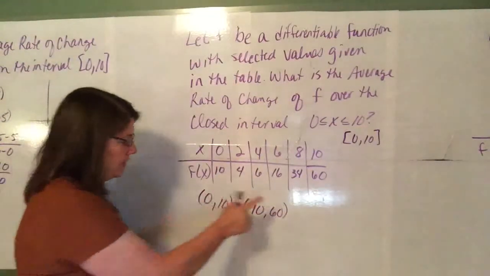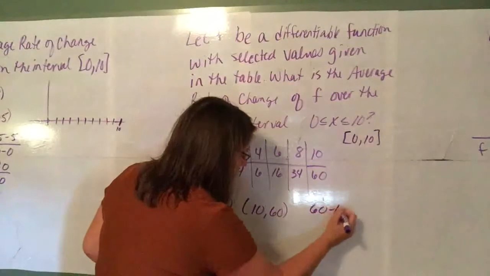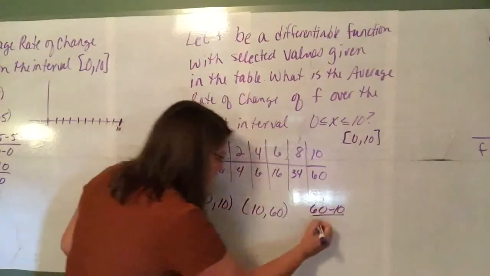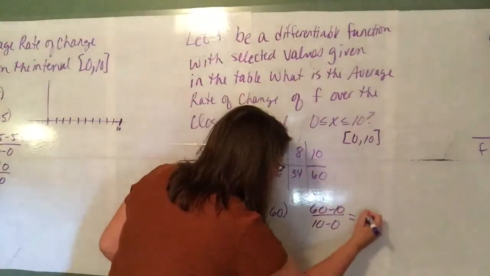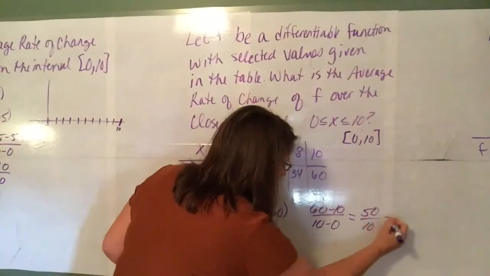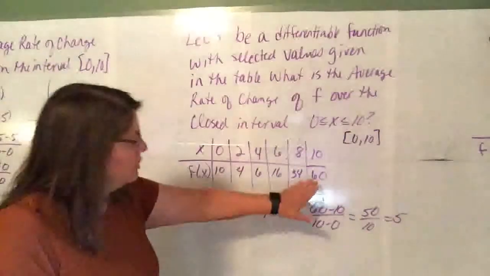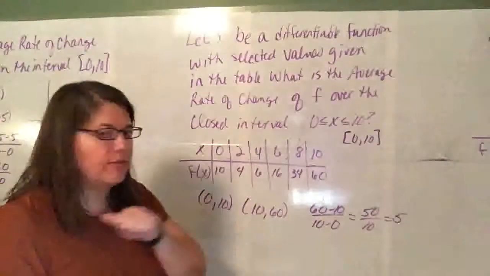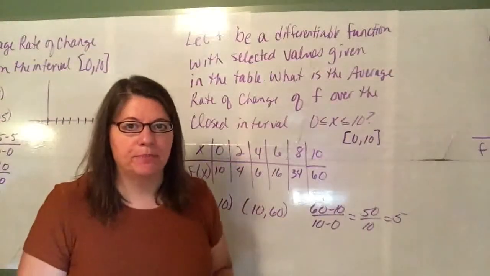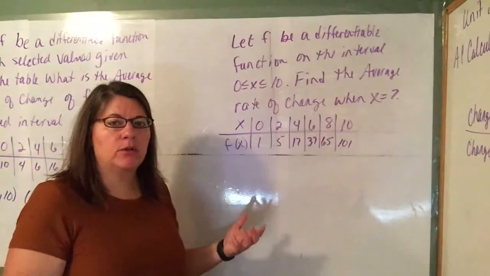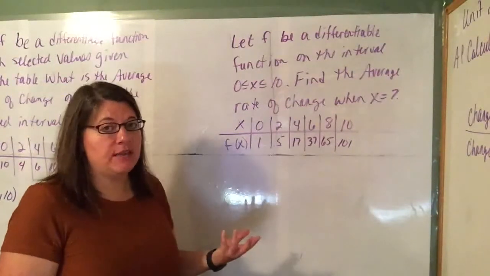So we would do 60 minus 10 over 10 minus 0, which is 50 over 10 or 5. The average rate of change between these 2 points is 5. It's that simple. This one is a little bit different, but I think it's even easier still.